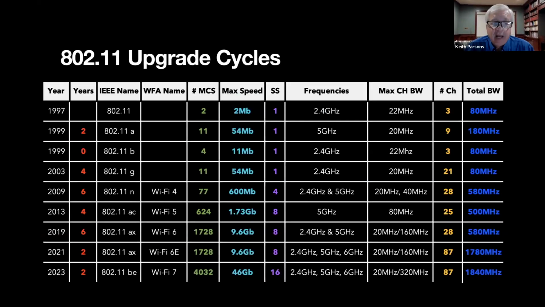So back to these upgrade cycles. Let's look at that MCS column again. 2, 11, 4, 11, 77, 624, 1728, and now we're at 4032. That's a lot of decisions that some little CPU inside of a SoC, a little system on a chip, has to decide between frame by frame as it's going. And as troubleshooters trying to troubleshoot Wi-Fi, we have to deal with that same type of complexity and say, well, why did it make that choice from one to the other? The only slight little differences.